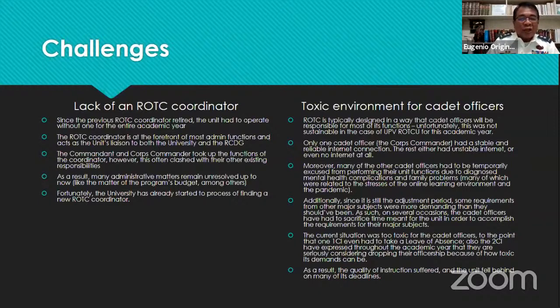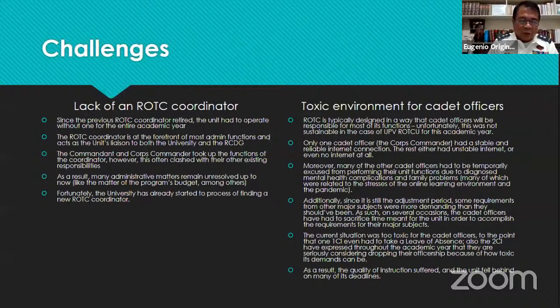However, they often clash with their other existing responsibilities. As a result, many administrative matters remain unresolved up to now, like the matter of the program's budget, among others, or what we call POEA. For the past 2 years, even with the liaison officer present, we have not received any amount from the university administration as a portion of the budget from the NSTP because of some technical problems.